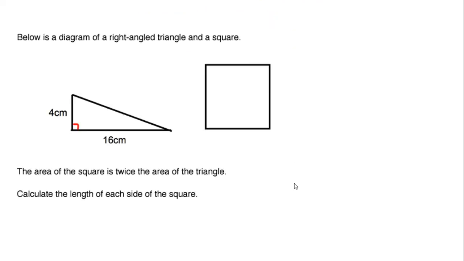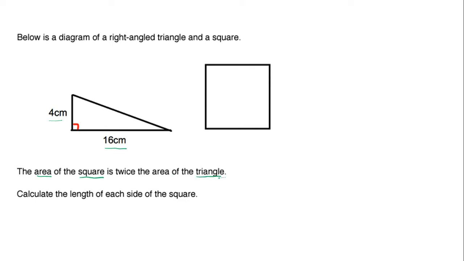So today's question is: below is a diagram of a right-angled triangle and a square. As you can see, this is my triangle where the base is 16 and the height is 4, and here is my square. Now it says the area of the square is twice the area of the triangle. Calculate the length of each side of a square. Now first thing, when it's talking about area, it needs the area of the square and the area of the triangle.